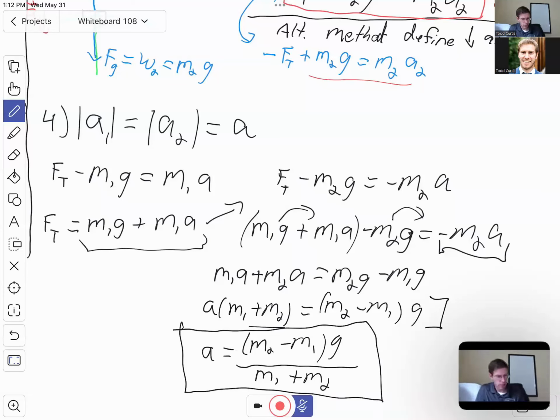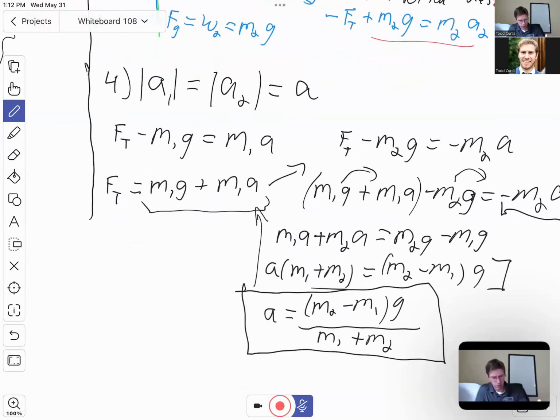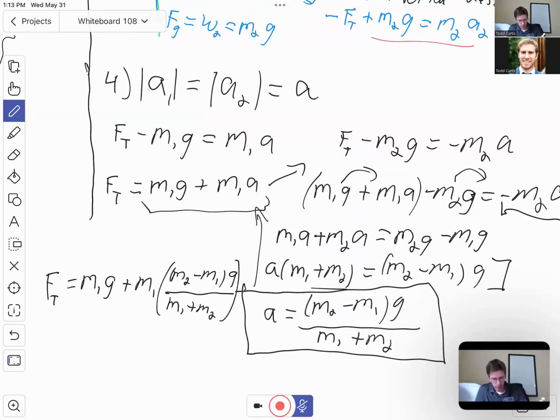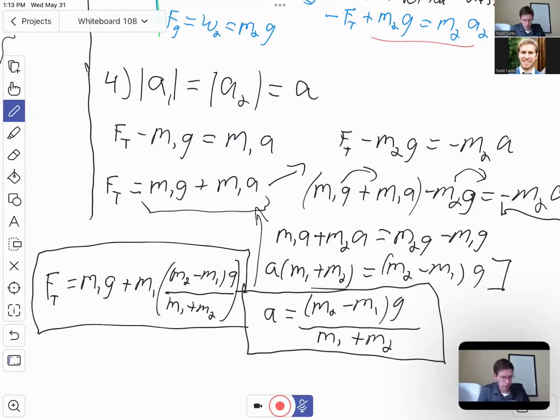Now to go back and solve for the force of tension, you could just plug this in for A over here. I'm going to create a little more space, but our force of tension would just be equal to M1G plus M1A, which is this whole thing, and that whole thing is our A value. So that's an equation for force of tension. It's a little bit sloppy the way I wrote it out, and you can do some distribution to simplify this a little bit, but not a whole lot.